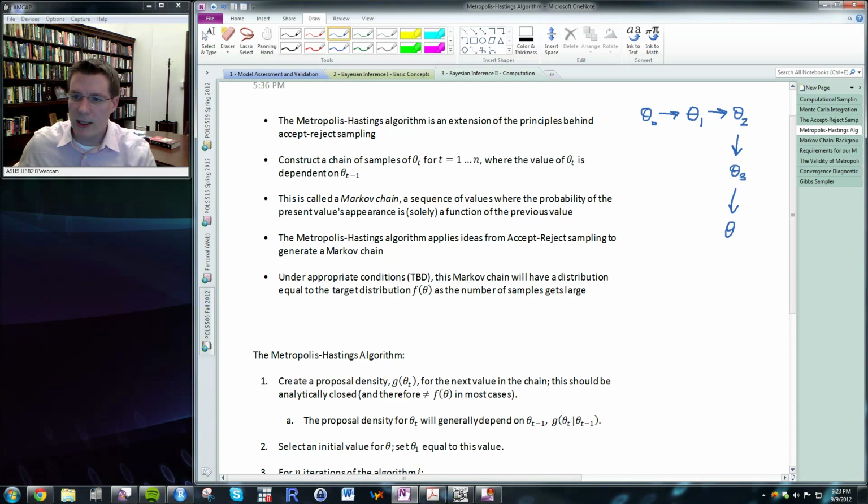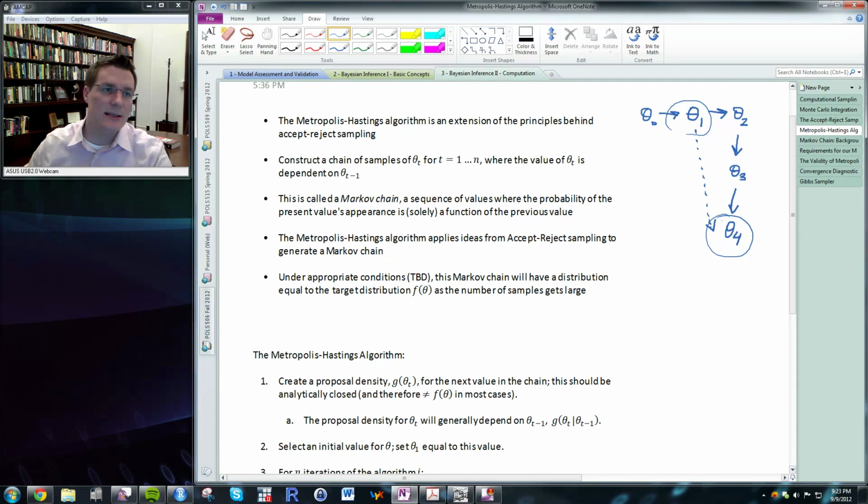But there's no direct link between any two elements of the chain that are not directly preceding or following one another in the chain. So for example, the first, or I guess this is really the second element in the chain, theta 1, is not directly related to the density of theta 4, and vice versa.